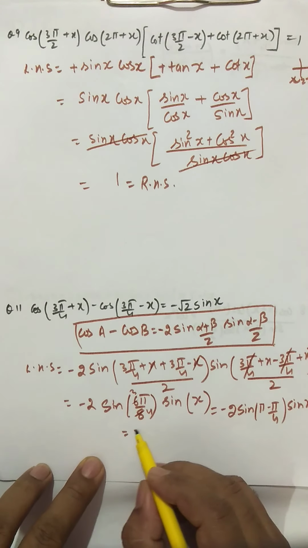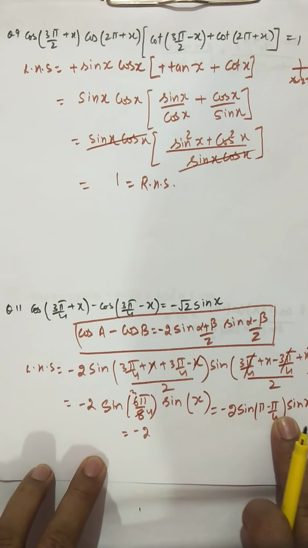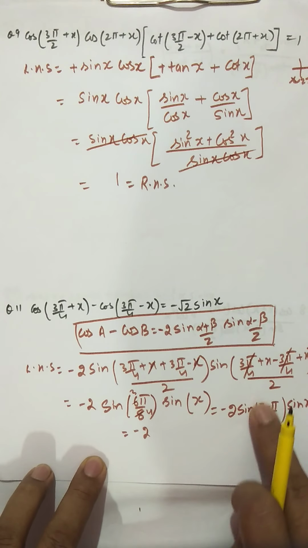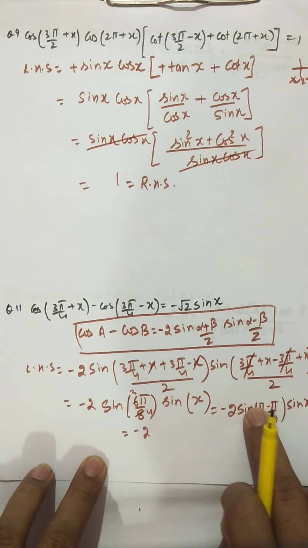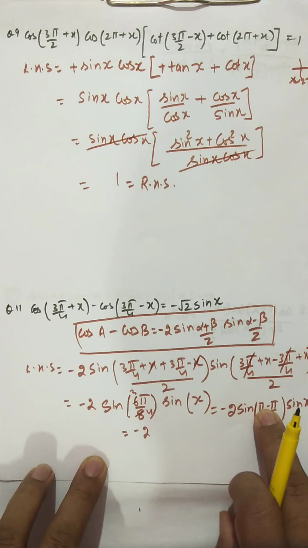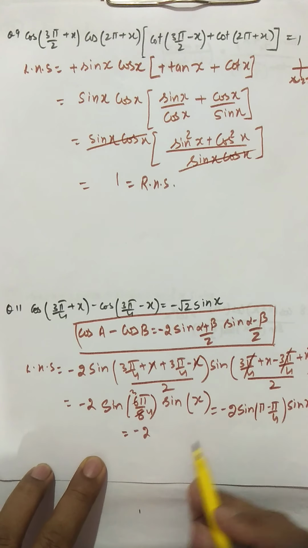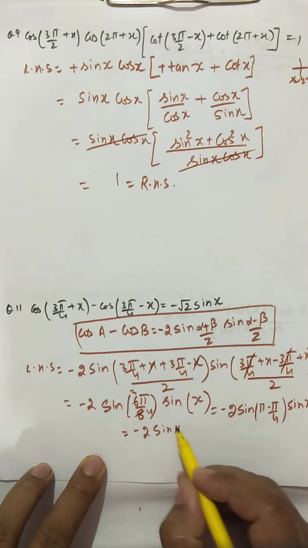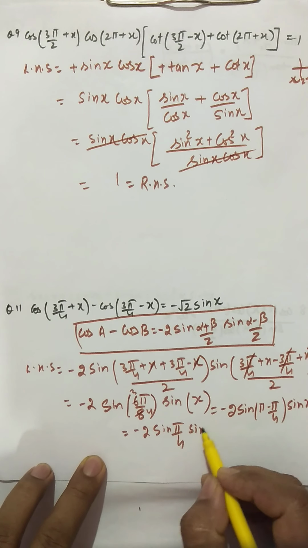Now minus this is 2 sine(pi minus pi by 4). First you see this is going in the second quadrant. In the second quadrant, sine is positive, and the function will not change because the base is pi. So this will be sine pi by 4 and this is your sine x.